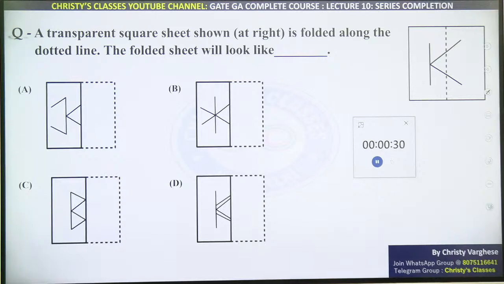It's simple, isn't it? Spatial aptitude is actually simple. The problem is some words in the question will frighten you. That is why I first defined the words properly, so that there is no confusion. When you hear line of symmetry, translation, rotation, scaling, etc., you should be clear about it.